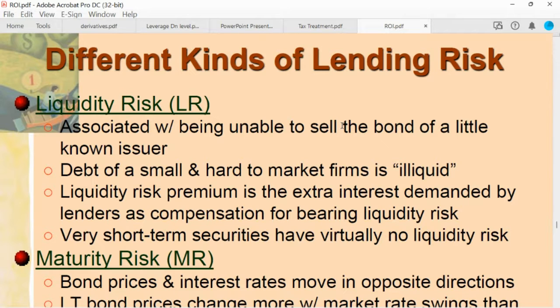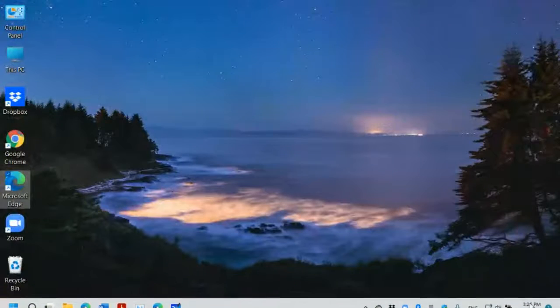It's hard to market. It's not very marketable. Although their credit rating may be good, the name is not very well known. Generally, they want to avoid such a bond. Okay. So then there must be a risk premium for that.